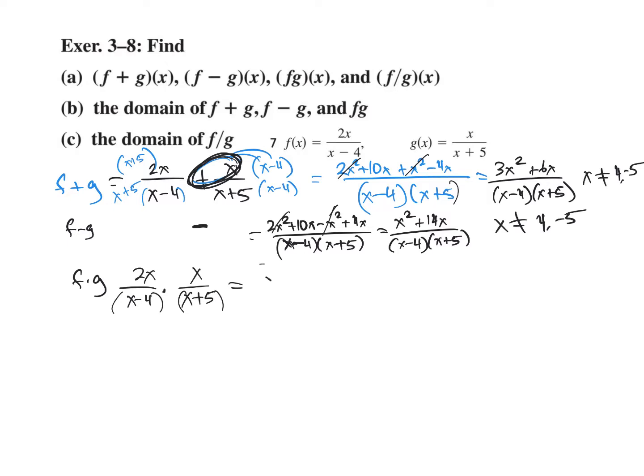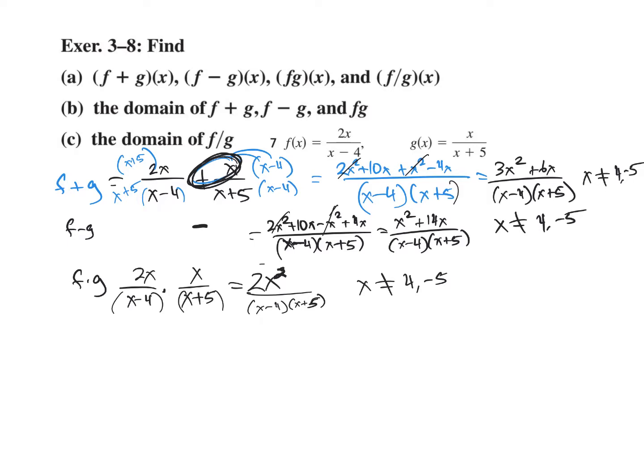2x times x is 2x cubed. I'm sorry, 2x squared. And you have x minus 4 and x plus 5. You don't have to multiply them out, because if you do, you're going to have to find the zeros anyway. So again, x can't be 4 or negative 5.